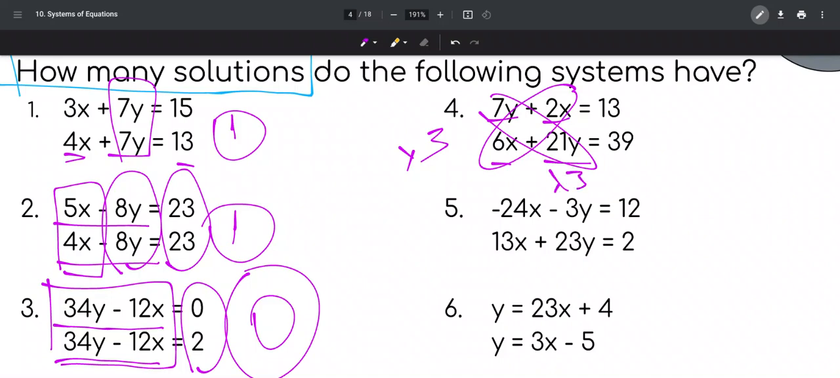Yes, so this times 3. And if you take the 13 and multiply times 3, it also gives you 39, which means they are the same equation, which means they have infinitely many solutions. They are infinite solutions because they are the same equation in different forms.